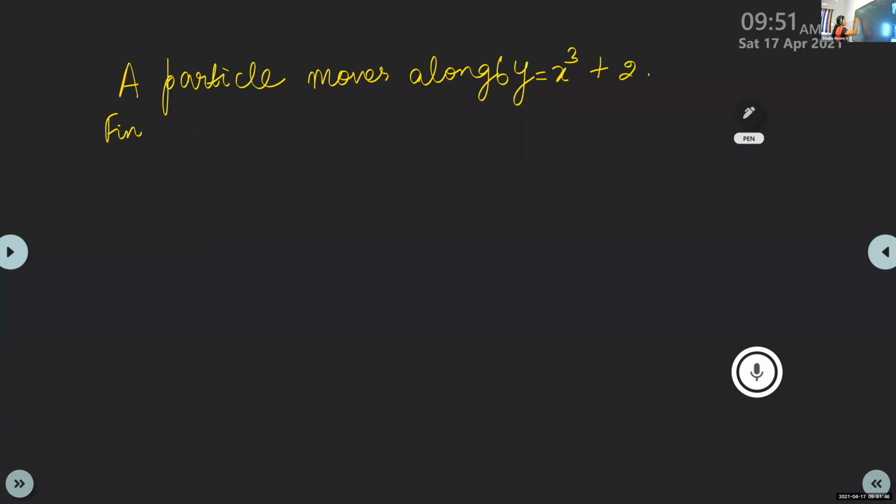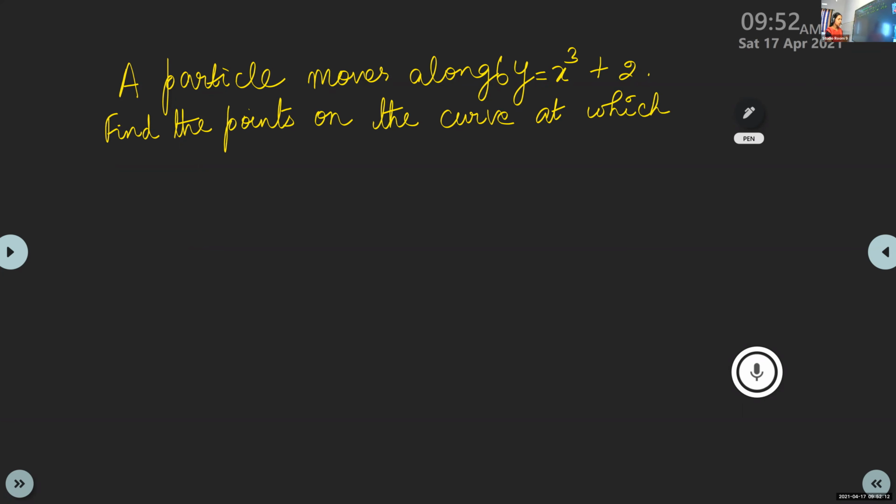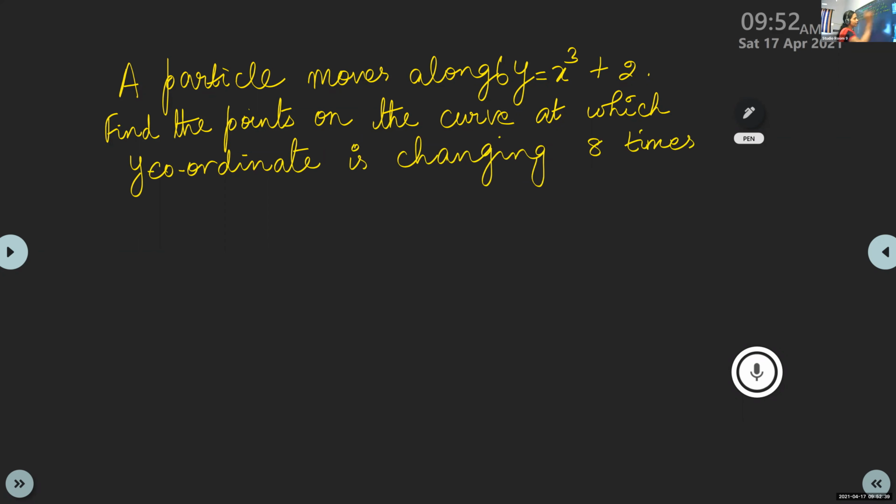Find the points on the curve at which y coordinate is changing 8 times as fast as the x coordinate.